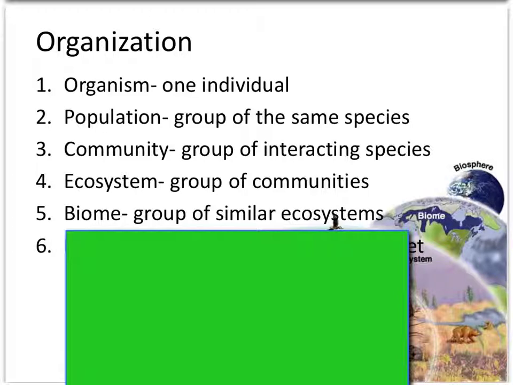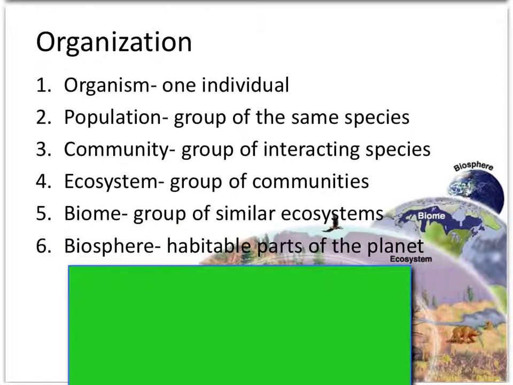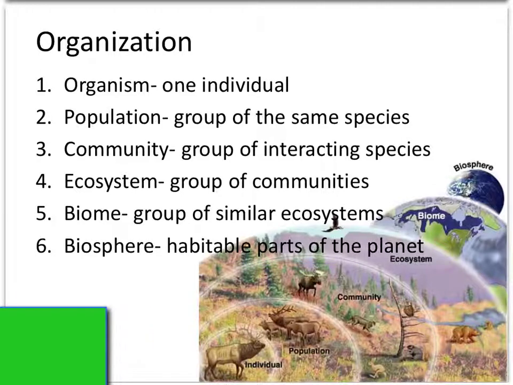So you end up having similar animals and plants. And then obviously all the biomes in the world make up the biosphere, which is all the habitable parts of the planet. And you can see this all down this little graphic.